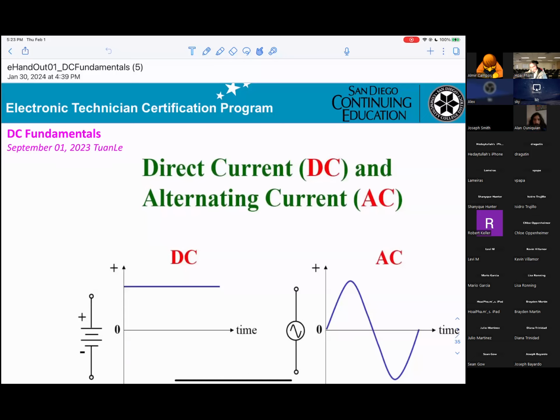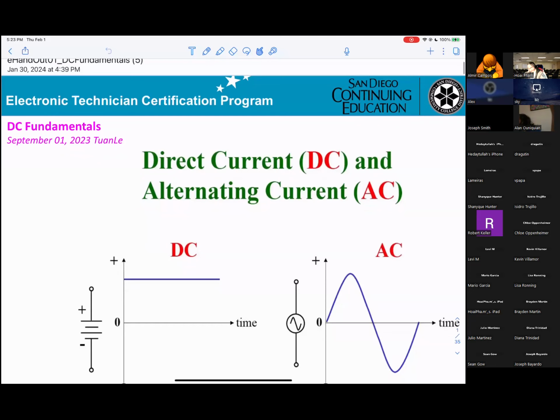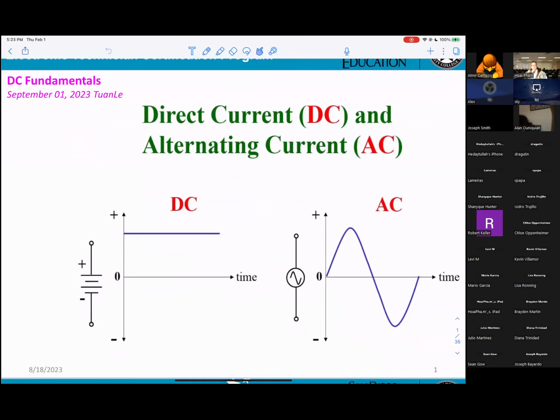Okay. So now we're talking about the basics of electronics. That's what we're talking about, DC and AC. Okay, you know the DC, direct current. That means the current flows in only one direction, from the positive to the negative. And another one is alternating current. That means the AC current goes in both directions, positive and negative.